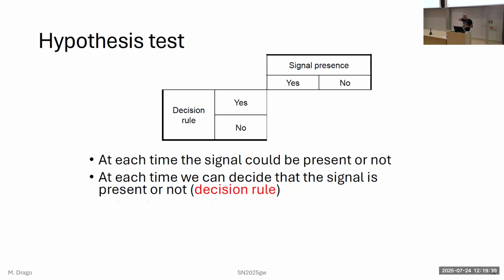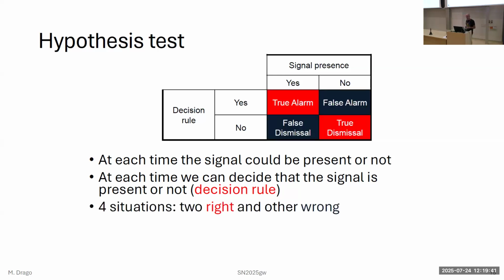Of course, if you combine the truth and your decision, you have two cases where you are right and two cases where you are wrong. In the ideal world, what you want is that the red case is 1 and the blue case is 0. Of course, it never happens because the world is not like that. But imagine you have different decision rules, and you want to decide what is the best for you.